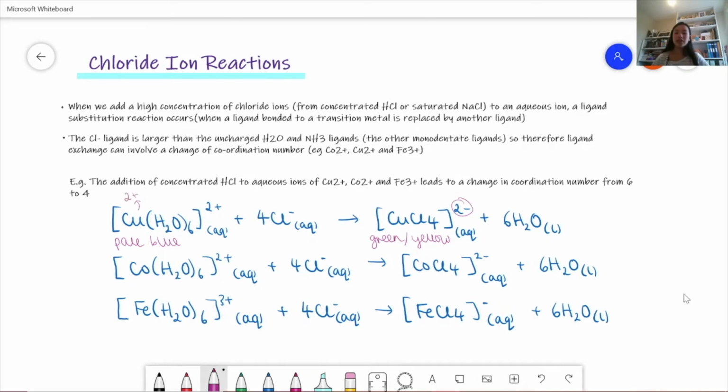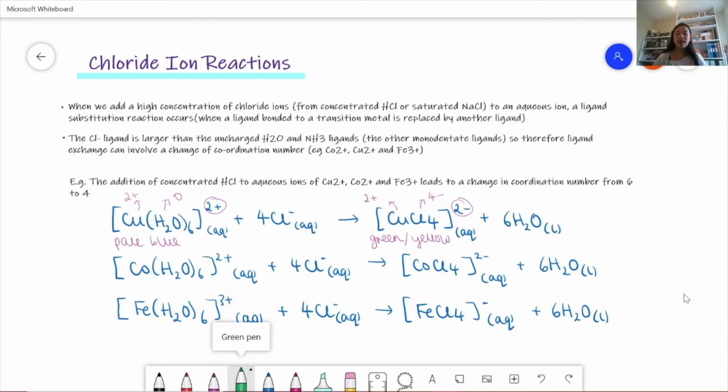So we know it's a 2- charge because we know the charge of the copper is 2+ and the waters are 0. That's why we have this charge here of 2+. So we have a copper which is 2+, and we have 4 Cl-. So one Cl- is 1-, and then we have 4 of them, so that must be 4-. So the overall charge will be 2-. And then the 6 waters will be taken out of the complex. So the chloride ions have substituted the waters.